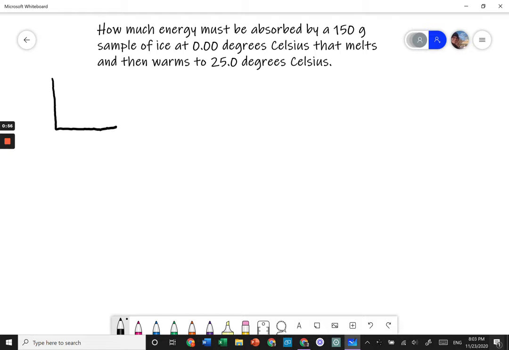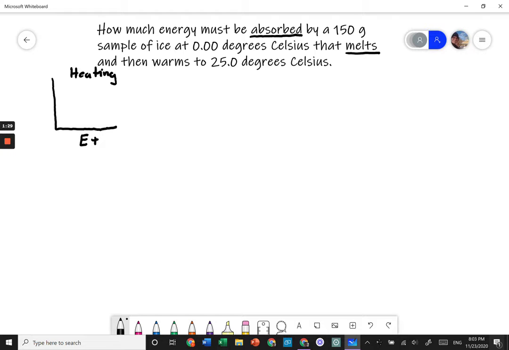I'm going to read through the problem and find out if this is heating or cooling. How much energy must be absorbed? Hey, absorbed is a key word. That means that energy is going to be added to our system. That makes this a heating curve. So it's a 150 gram sample of ice at 0.0 degrees Celsius that melts. Hey, that's another key word. So if it melts, that means it's going to be a heating curve. We only see melting on heating curves. We see freezing on cooling curves.